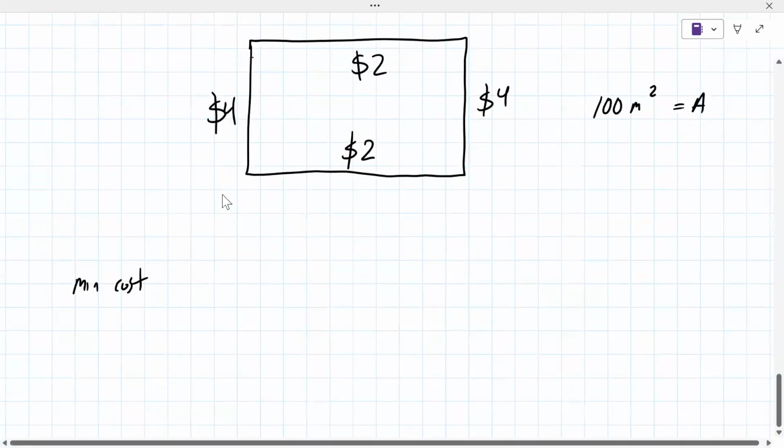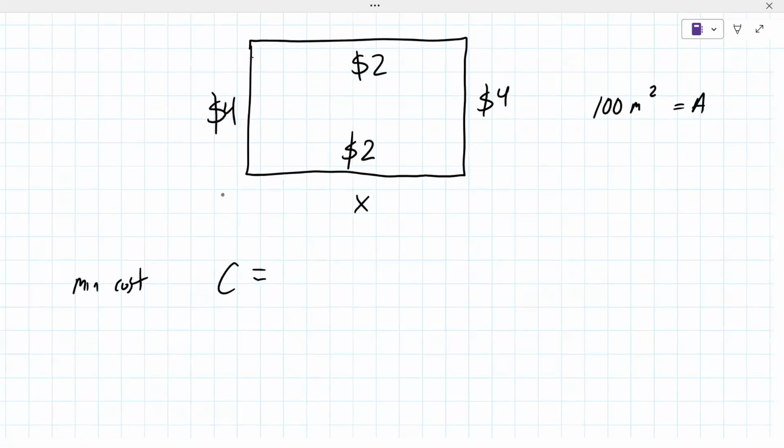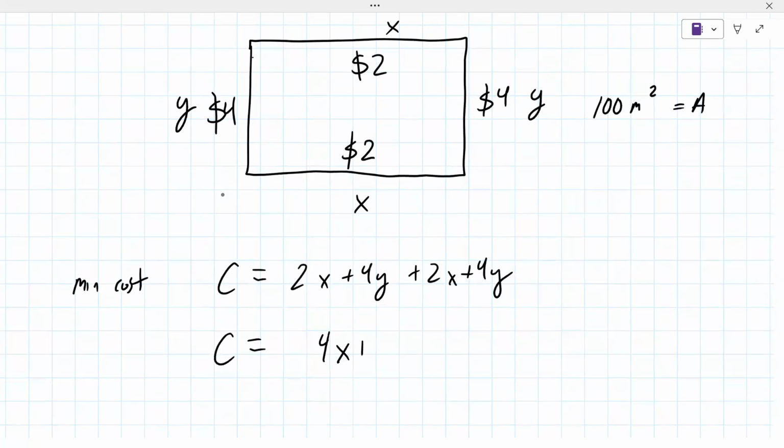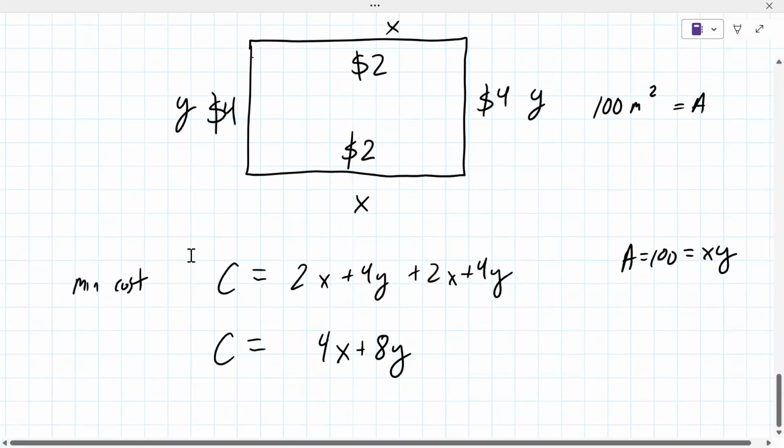Okay. So these are just the classic problems that you see. So now the cost is, you want to label these sides here. It's 2x plus 4y plus 2x plus 4y. So the cost is 4x plus 8y. And the area, which is 100, is equal to x times y. So again, typically you get two equations, right? You get the optimization equation, and then you get a constraint. It's really a constraint equation.